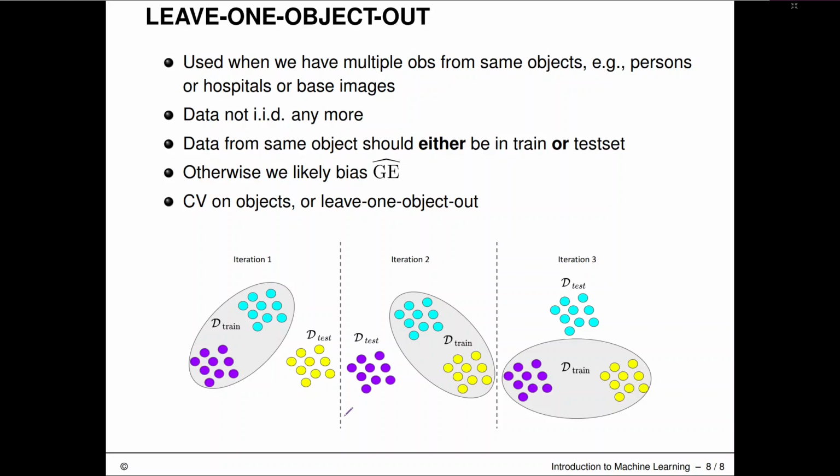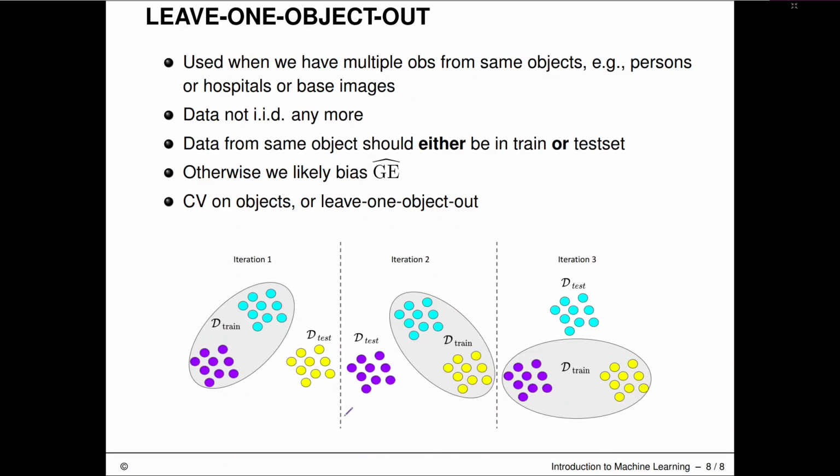Because what we don't want to do is have parts of the data from one object in the training set, overfit to that, and get a biased performance estimator, because some of these observations would also be part of the test set. So if we would randomly distribute them, I wouldn't guess, it's quite likely that in many of these situations we would produce an optimistically biased GE hat performance estimator. But the way out is also somewhat simple.